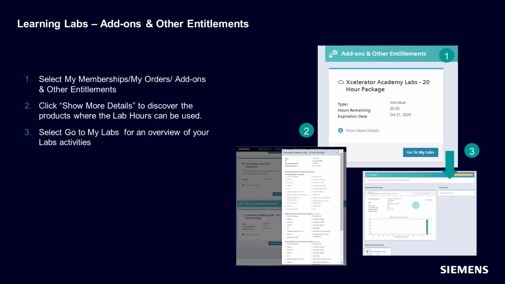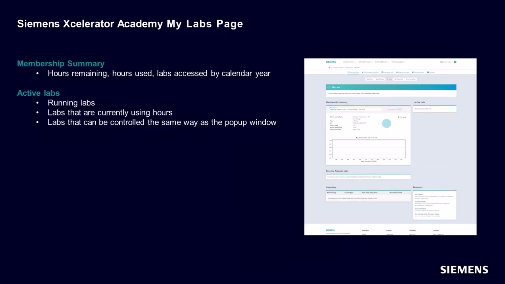To view your remaining lab hours, you can go to the Add-ons and Other Entitlements section. You can find it in your membership page. Click Show More Details to discover the products where the lab hours can be used. If you select Go to My Labs, you will land on the My Labs page for an overview of your lab's activities.